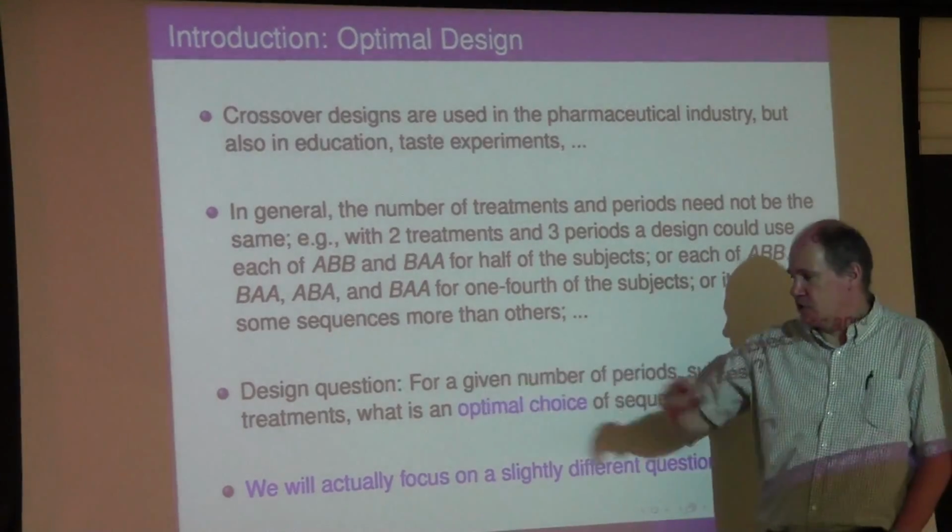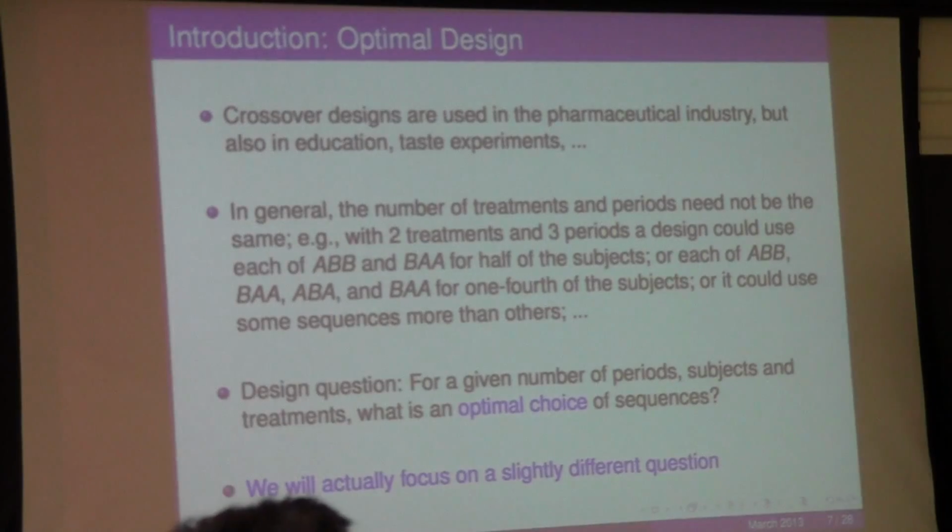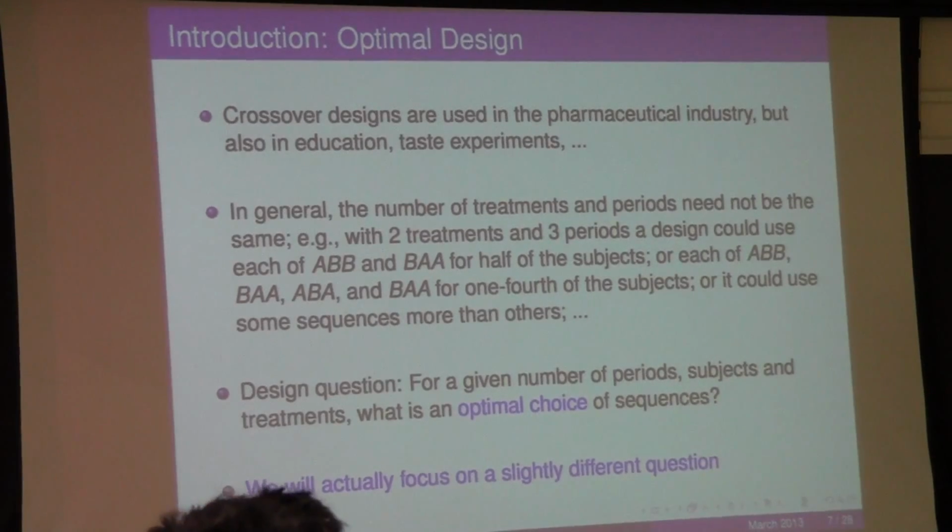So the design question here is, for a given number of periods, for a given number of subjects, and for a given number of treatments, what sequences should we use in the experiment? Right? I showed you this small example with the AB and the AA, with two possible designs. Which of those designs is better? Well, that's a general question, right? I mean, if you have 2 treatments that you want to compare, 3 periods, and you have 6 subjects available, what sequences are you going to use?